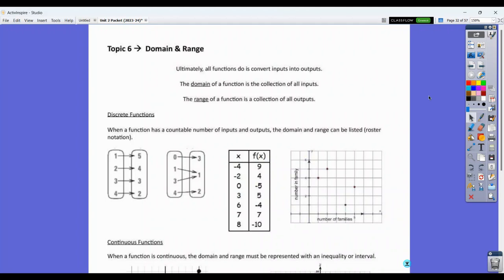Hi students, we are going to talk about domain and range today. So topic 6, domain and range.